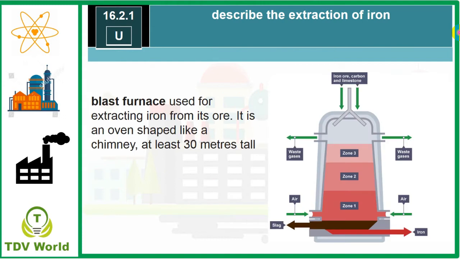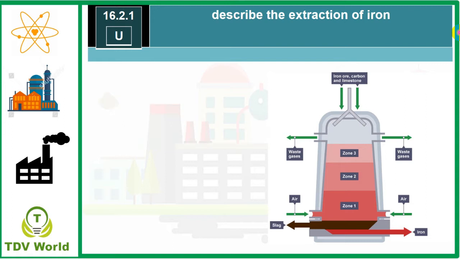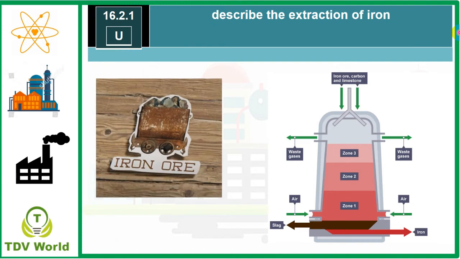I am moving towards the extraction of iron. So you have got iron ore, you completed concentration of iron ore, you have got a blast furnace used for extracting iron from its ore. It is an oven shaped like a chimney, at least 30 meters tall. And then you have iron ore. First of all, you should have iron ore. What you are going to put into this furnace is that you should have three things.